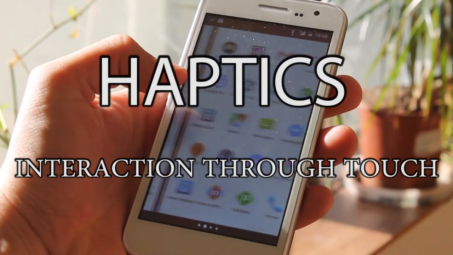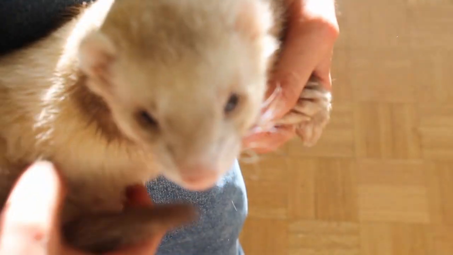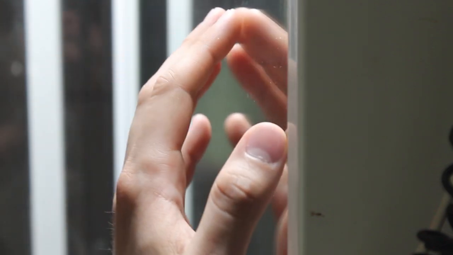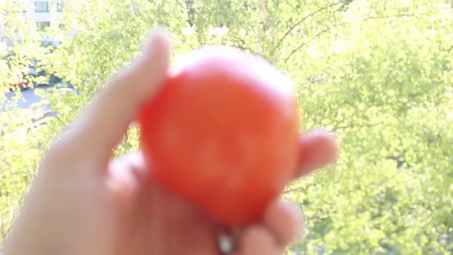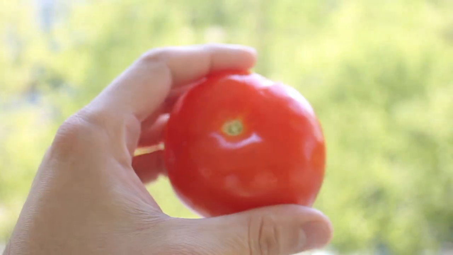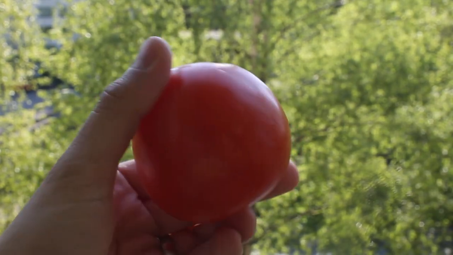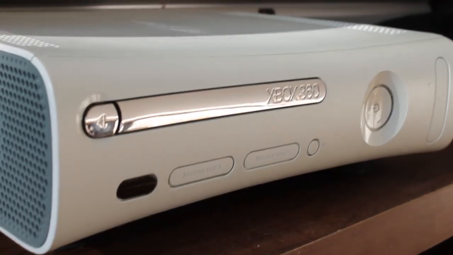Haptics, interaction through touch. Interaction through touch is what we call haptics. You interact with technology day to day via haptics, from your mobile phone, video game consoles, and personal computers.